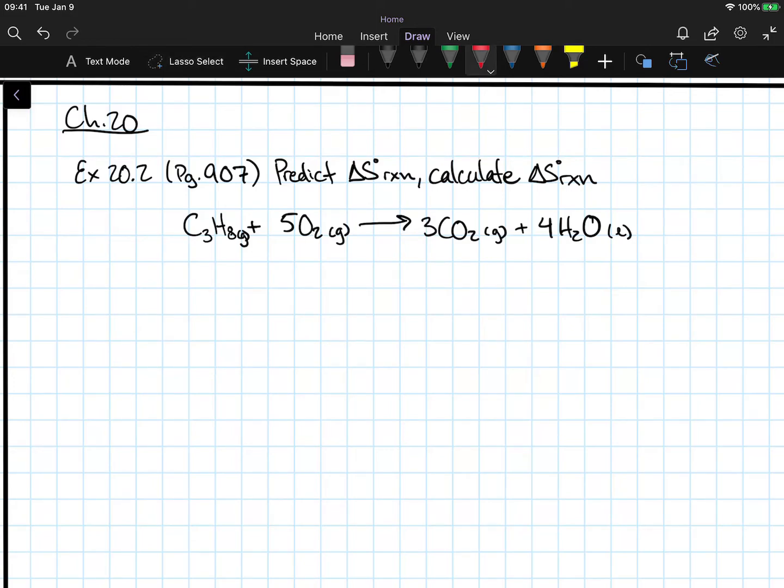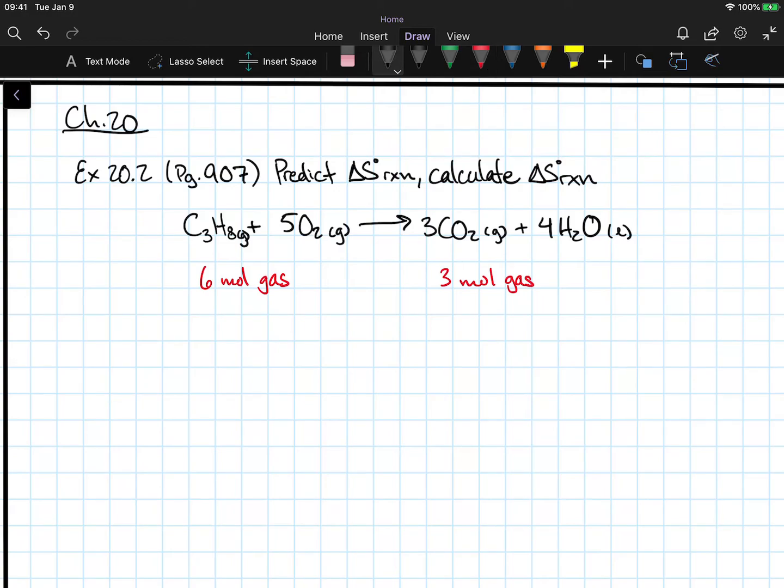So for the first part, predicting the entropy change, what we usually look for is the number of moles of gas on the left-hand side of the reaction versus the number of moles on the right. Here we have 1 mole of propane and 5 moles of oxygen, so we have 6 moles of gas on the reactant side, and on the product side we only have 3 moles of gas. We only make the 3 moles of CO2. This is liquid water, so it's important to make that distinction. So in this case we're going from 6 moles of gas down to 3 moles of gas.